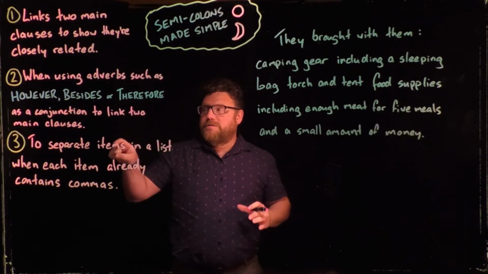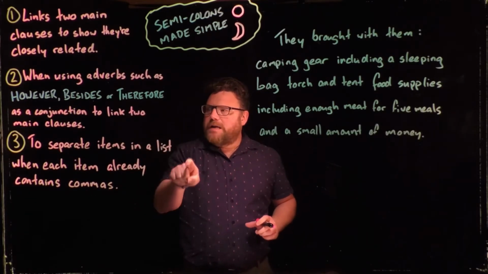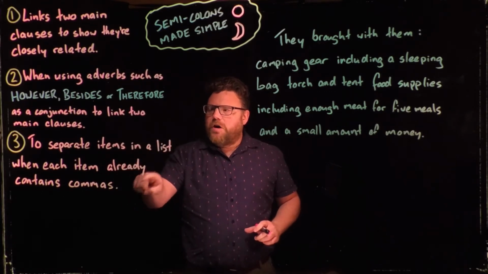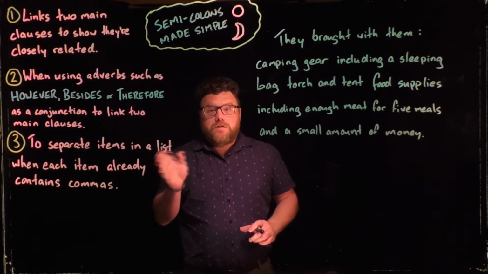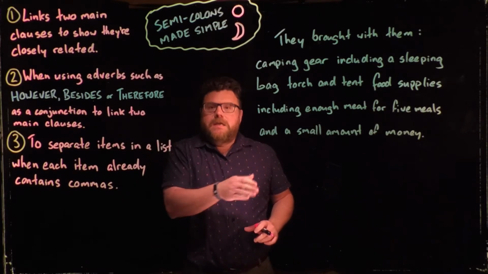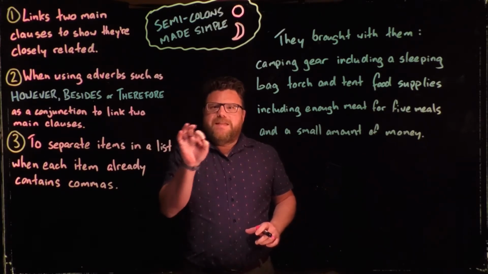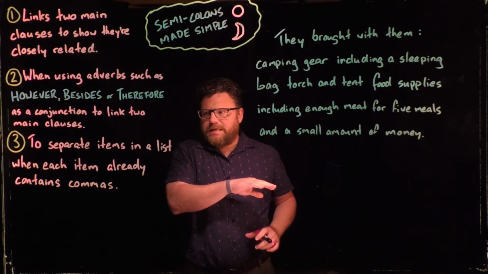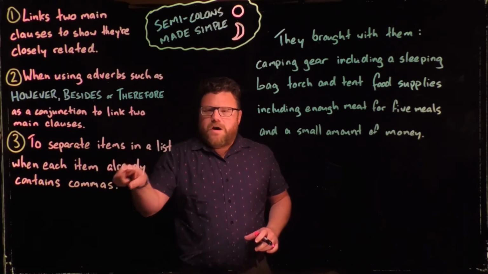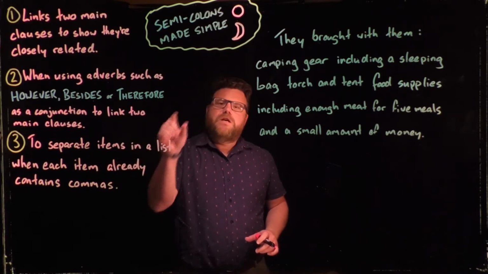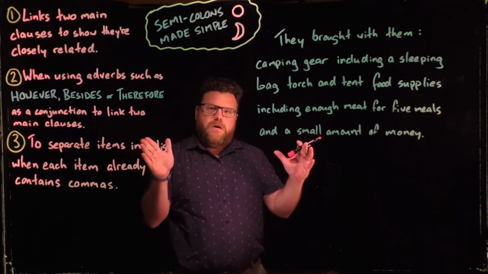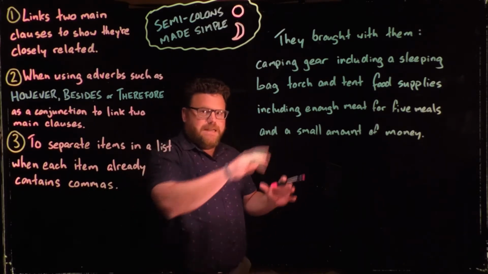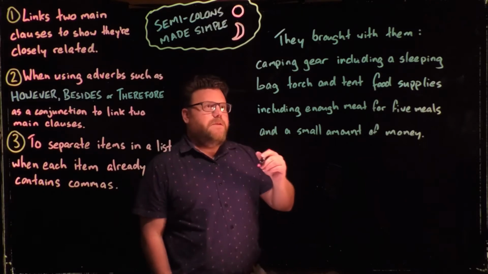The third way we use semicolons is to separate items in a list when each item already contains commas. So normally we separate items in a list. We use a colon to introduce the list, and then it's just commas between those items in a list. But if those items already have commas, then we can use semicolons to separate those items to make it less confusing. Let's have a look at this sentence and I'll show you what I mean.